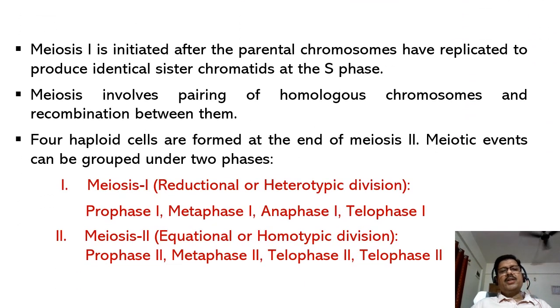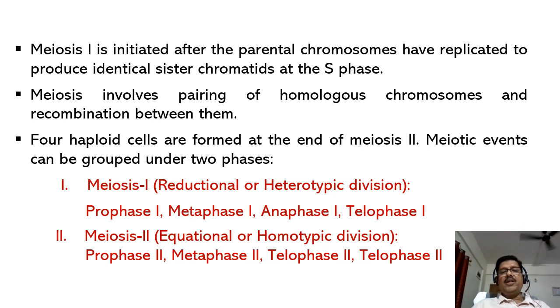Meiosis I is initiated after the parental chromosomes have replicated to produce identical sister chromatids at the S phase of the cell cycle. Meiosis involves pairing of homologous chromosomes and recombination between them. Four haploid cells are produced at the end of meiosis II.